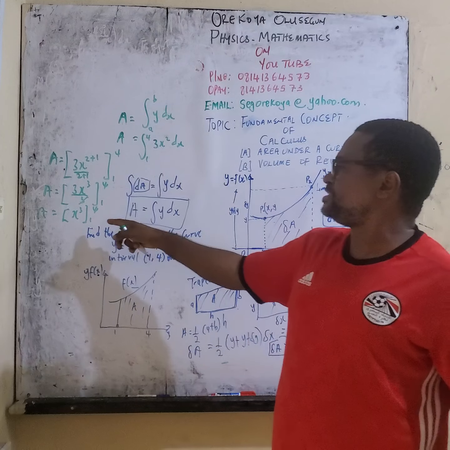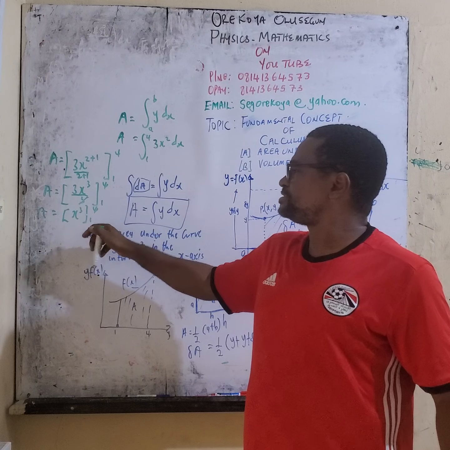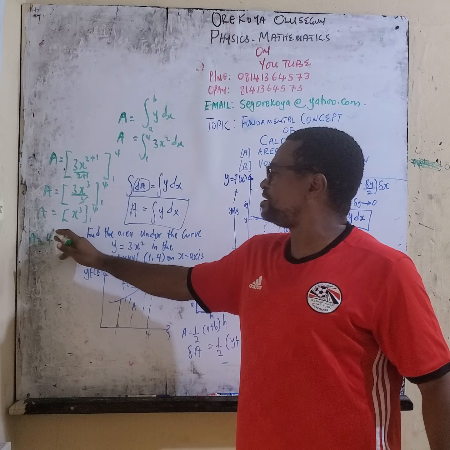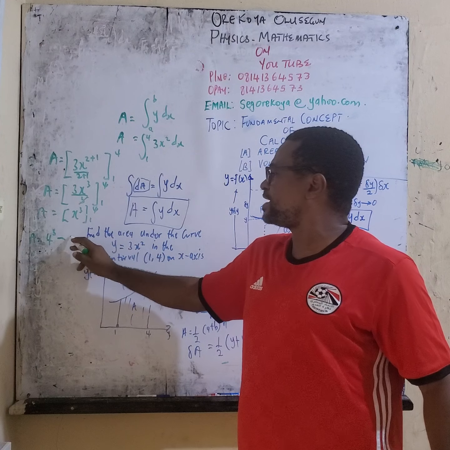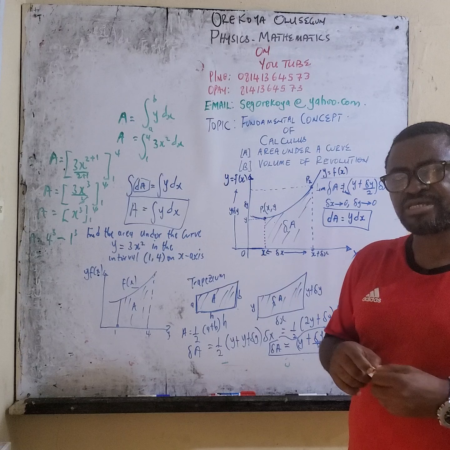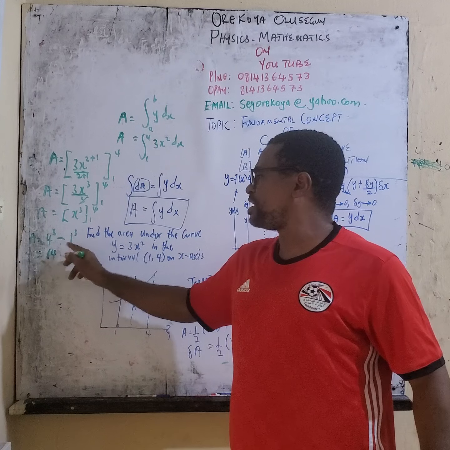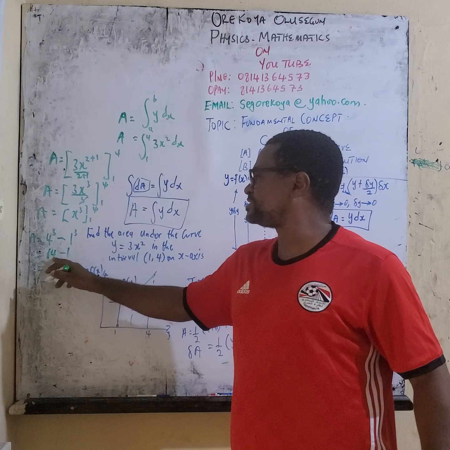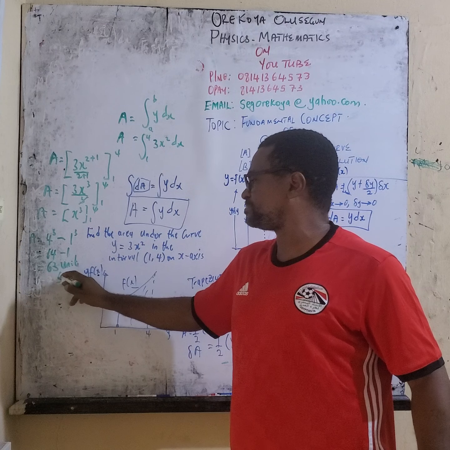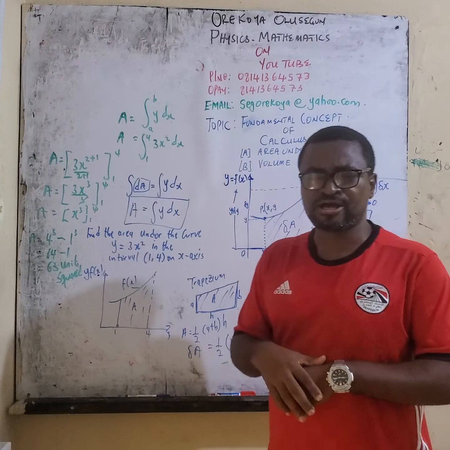The meaning of this limit is that we substitute the upper limit here, then we subtract the value at the lower limit. So I'm going to have A is equal to 4 raised to the power 3, take away 1 raised to the power 3. We know that 4 times 4 is 16, and 16 times 4 is 64. So 4 raised to the power 3 is 64, and 1 raised to the power 3 is 1. So our answer here is 63 square units. So this is how to find area under a curve.